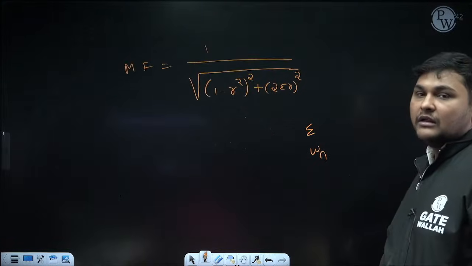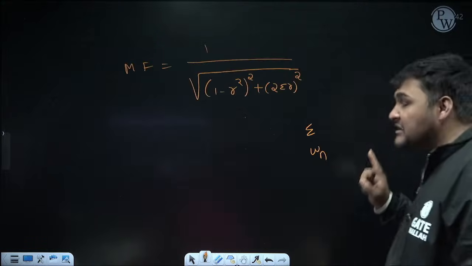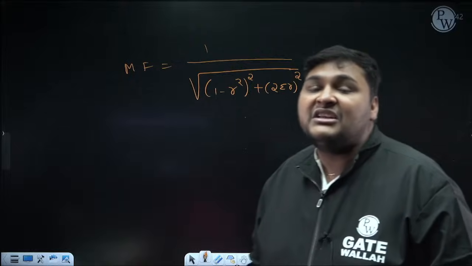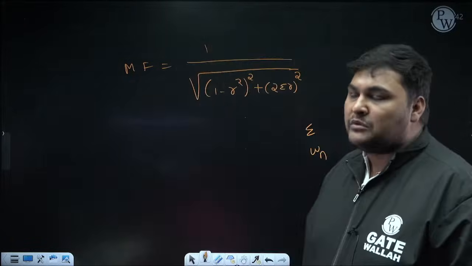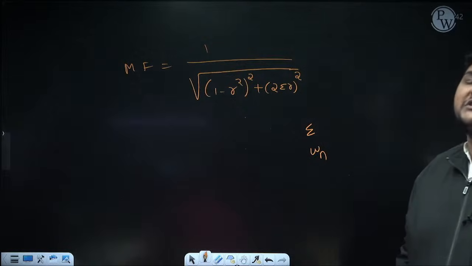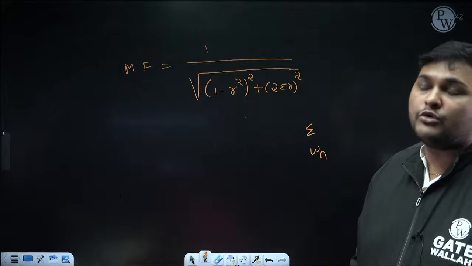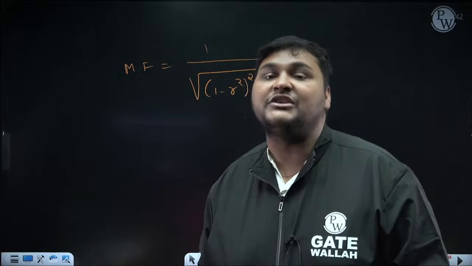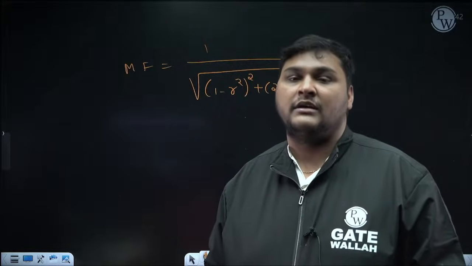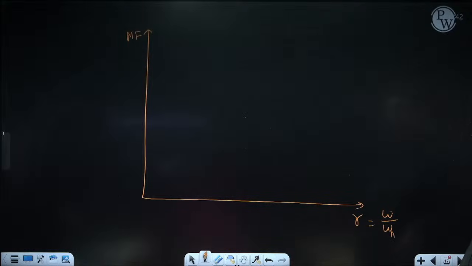So that's why I am drawing the graph between MF and R for any fixed value of zeta. The range of R, for any fixed value of zeta, in which MF is more is not desirable. The range of R in which MF is lesser is desirable. And the value of R at which MF is maximum is the critical value, which is not desirable; I don't want that. So I am drawing the graph between MF and R for any fixed value of zeta.